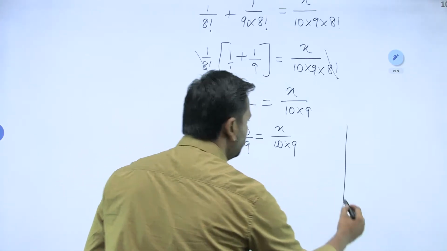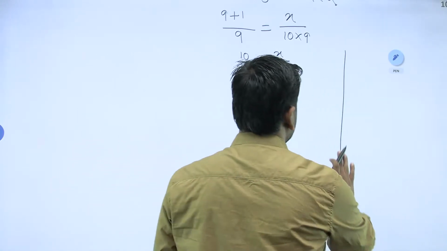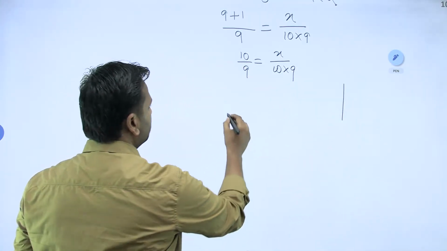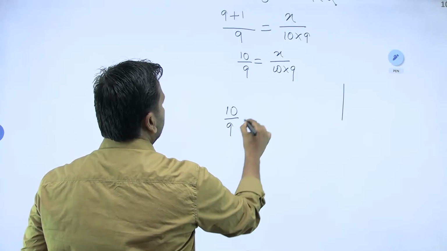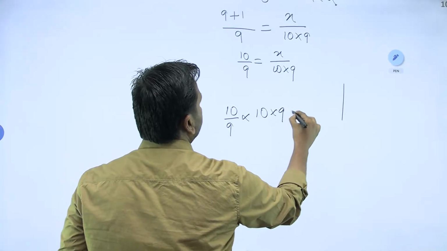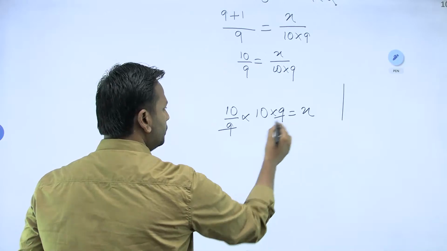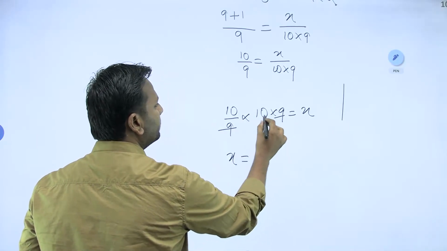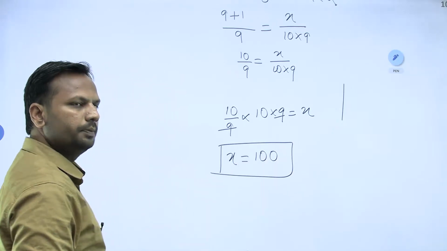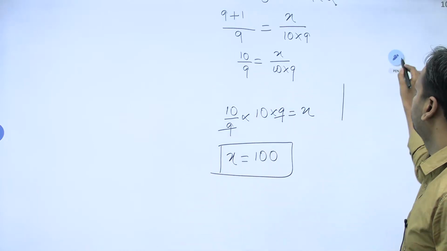So next, what do I do? Students, I cross multiply this 10 by 9, cross multiply this here, 10 into 9 is equal to x. See what gets cancelled? 9 and 9 get cancelled. So what is the x value now? The x value is 10 tens are 100. Got it now? Simple, right? For 2 marks, an important one. Got it? Right?